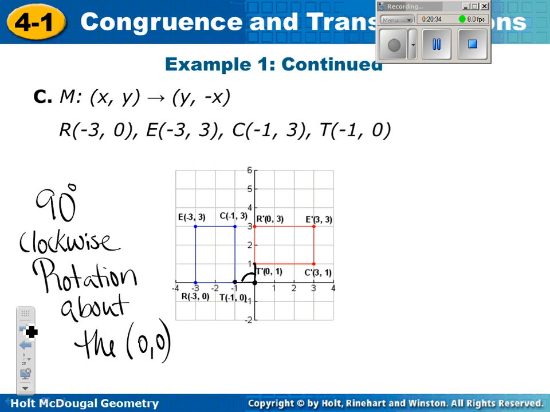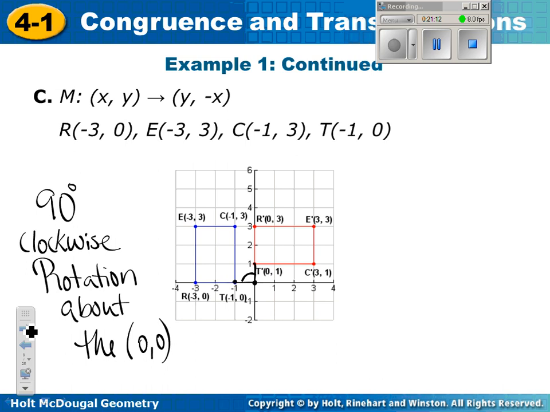So you're going to look at those rules, and you should be able to tell just by looking at the rule. If I look right here, I see, oh, it's been switched, and the one on the left changed sign. So that means I have a rotation. And what do you notice about this 270-degree clockwise rotation compared to over here? What is a 270 clockwise rotation the same as? A counterclockwise 90. And what is a 90 clockwise rotation the same as? A 270 counterclockwise rotation. Does that make sense?